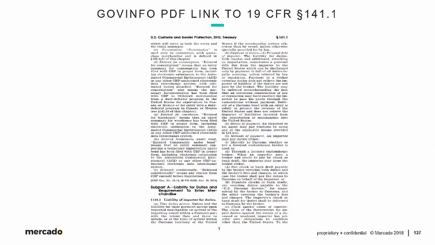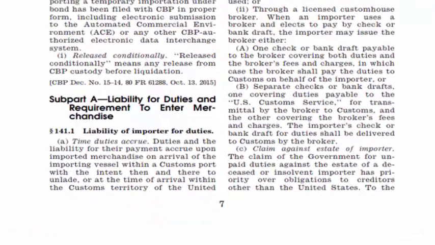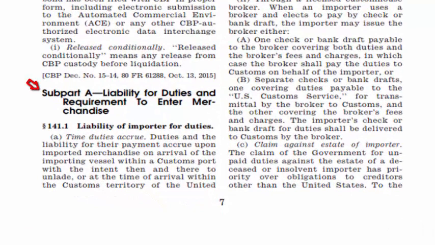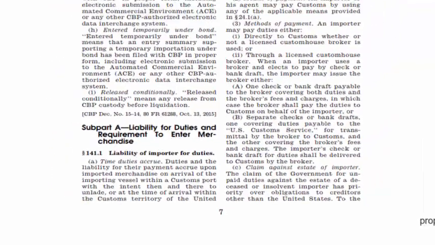We clicked on the PDF button to get to the link to 19 CFR 141.1. We're not going to go through all of this. It's just an illustration. But it has to do with Subpart A, liability for duties and requirement to enter merchandise. Pretty important stuff for an importer to understand.